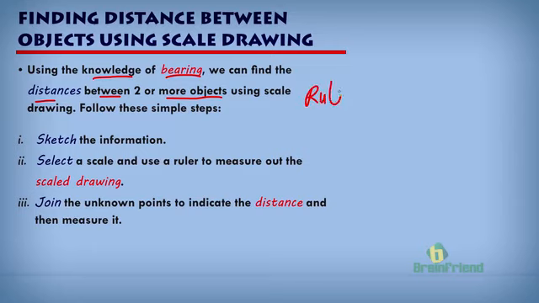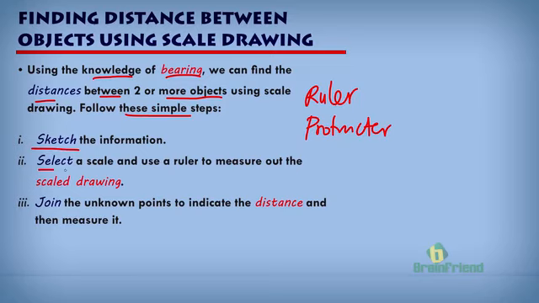So if you have a ruler at home, you can bring out your paper, take a ruler and a protractor. We use our rulers to measure the distance, and the protractor we use to draw our angles. To find bearings and locate distances between two or more objects, follow these simple steps. Whatever question is given to you, understand the question first and try to sketch the information you get from your question.